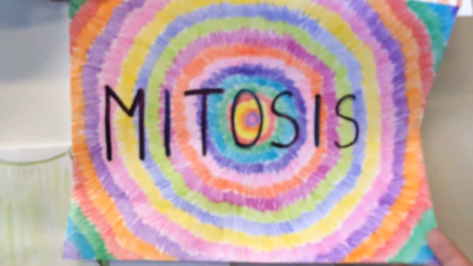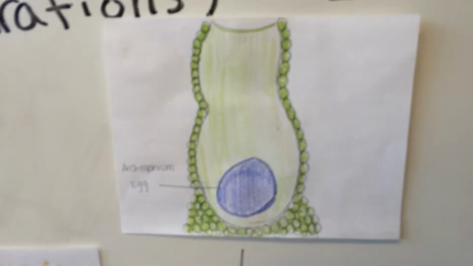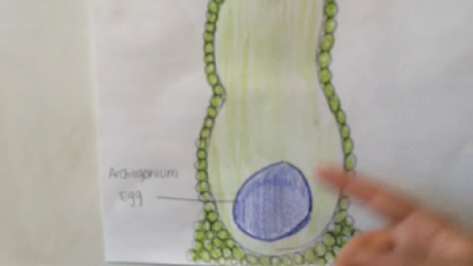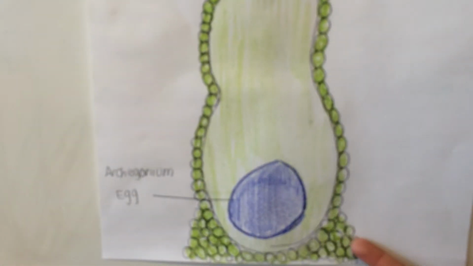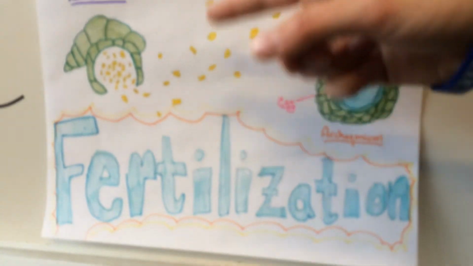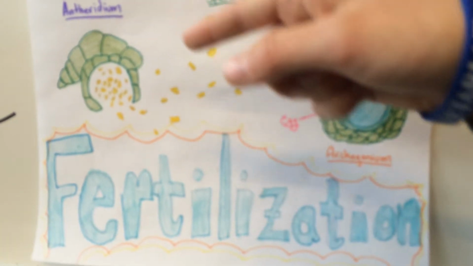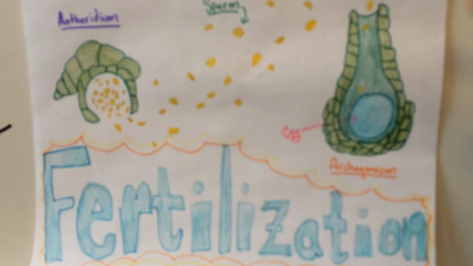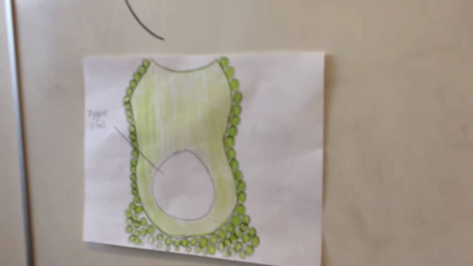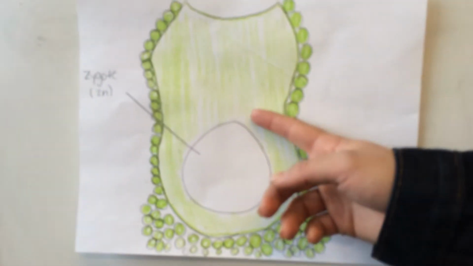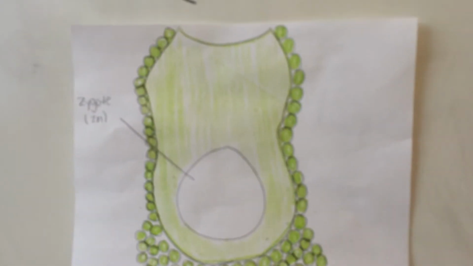Mitosis again happens. The sperm then swims into the archegonium egg, which is a female sex organ, to get fertilized. This is the process of fertilization, which is when the sperm swims from the antheridium into the archegonium to fertilize the egg. After it's been fertilized, it becomes a zygote, which is the diploid cell.